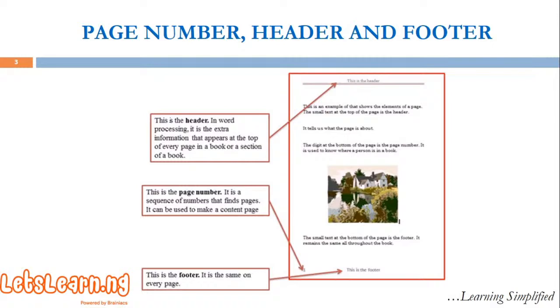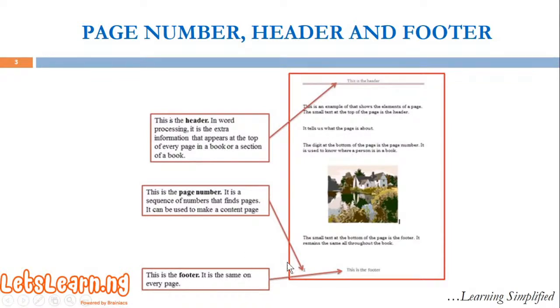Now let's go to header. An header is extra information that appears at the top of every page in a book or a document. Same as the footer. The difference between the header and the footer is that the footer appears at the bottom of the page or the book or the document.